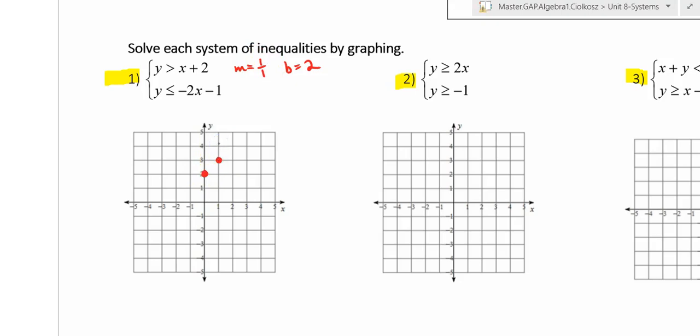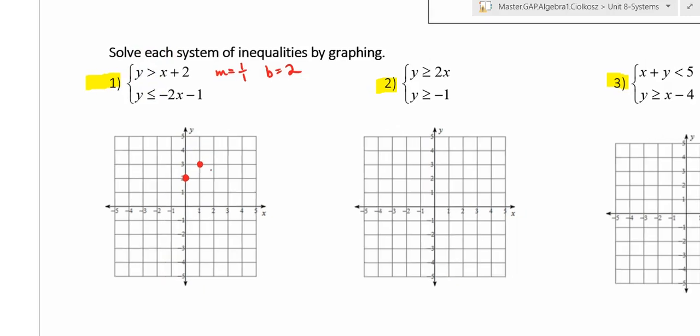Now, before you draw the line in, because this doesn't have that line underneath, we're actually going to draw this in with a dashed line. So let's go ahead here and draw it in with a dashed line. And for these, we can just use 2 points to graph. You'll understand why shortly.